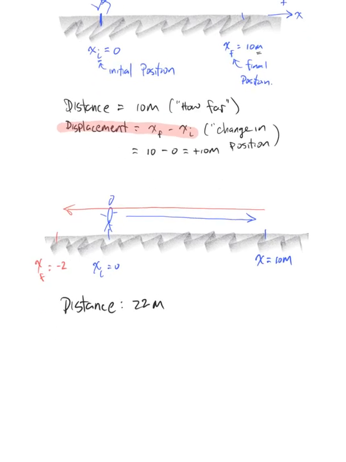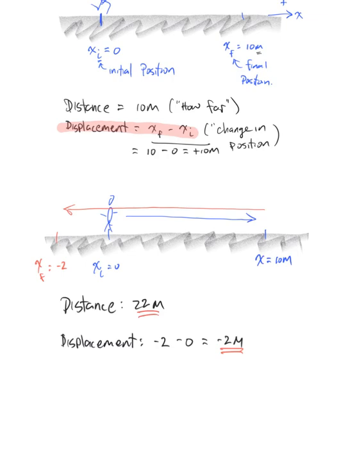But your displacement, if we go back to this definition, x final minus x initial, right? This definition up here, x final minus x initial. The final is -2 and the initial is 0. So we're going to get a displacement now of -2 minus 0, which leads to -2 meters. So we get a very, very different answer here for the displacement than we do for the distance.